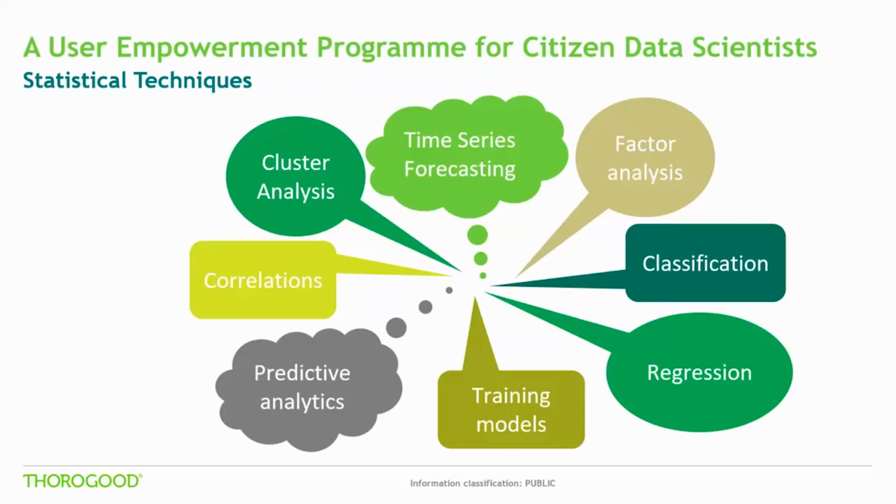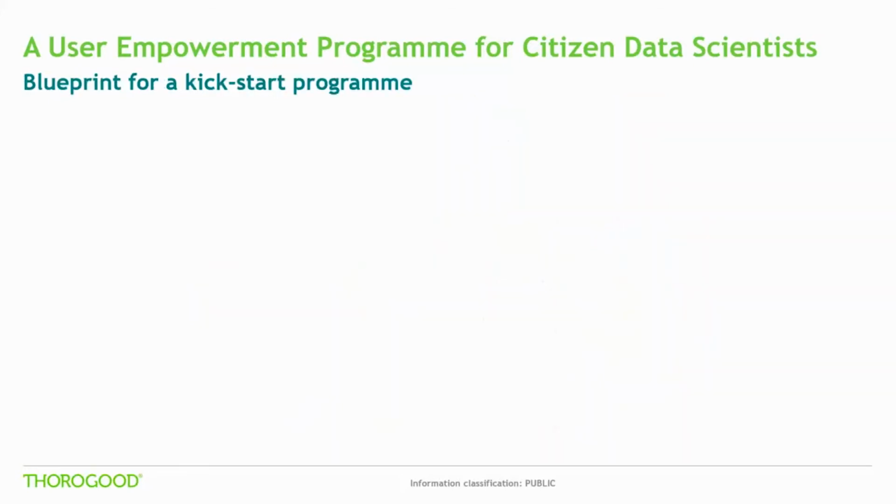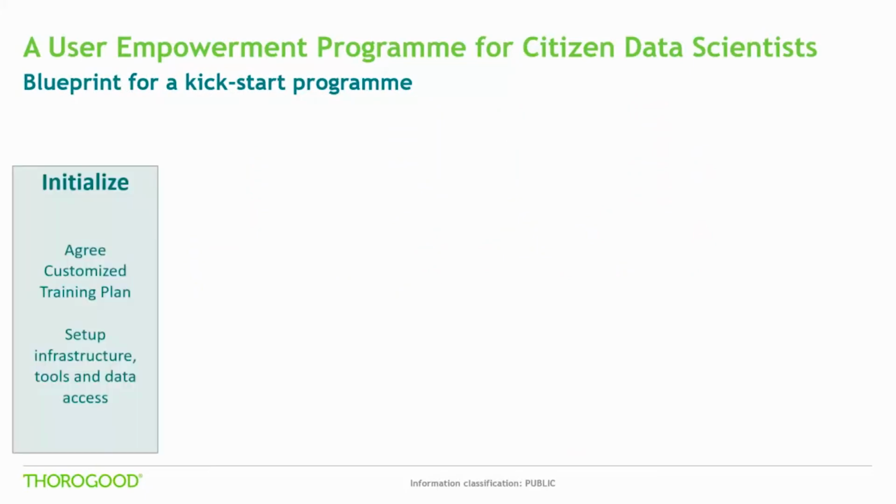So one of the skill areas we mentioned was statistical literacy. It is important that the citizen data scientists are aware of statistical techniques that are available to them, but also understand the context of when they were applicable, which methods only apply to numeric data, and understand the importance of training a model and evaluating the results. The blueprint that we have designed is a way to help kickstart your building a practice of citizen data scientists.